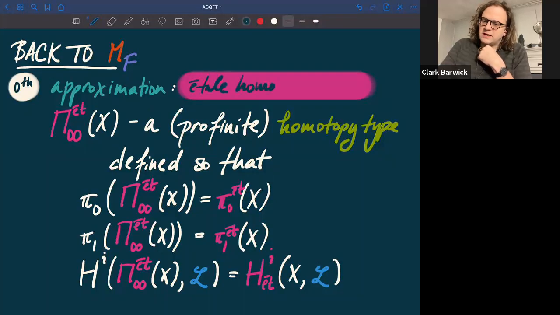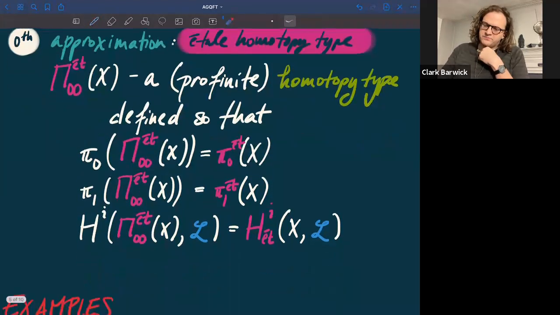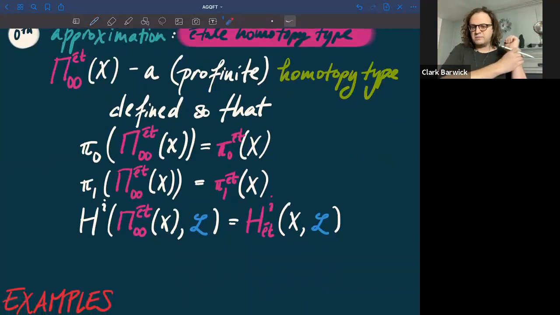The étale homotopy type is a profinite homotopy type, and it's defined in the following way. I'll give you a very precise definition in a minute, but it's defined at this level of specificity: its pi naught is the étale components of X, pi 1 is the étale fundamental group of X, and its cohomology with coefficients in, say, some finite local system is the same thing as the étale cohomology with coefficients in a corresponding finite local system. So it's exactly set up to reflect all of these properties.